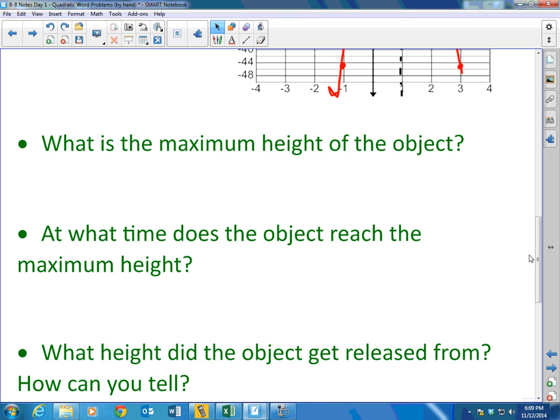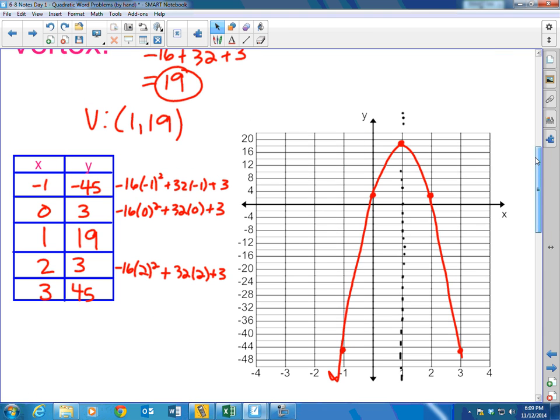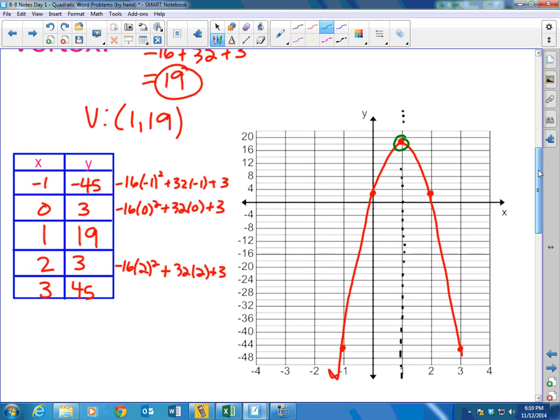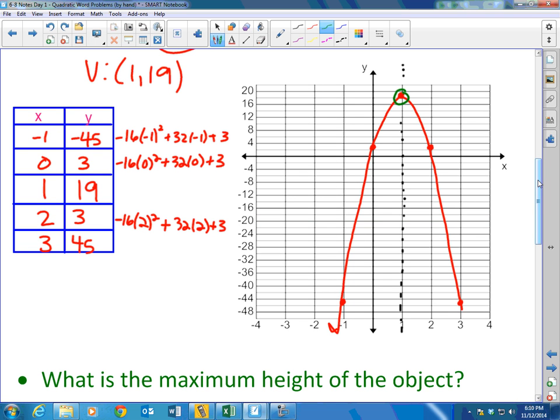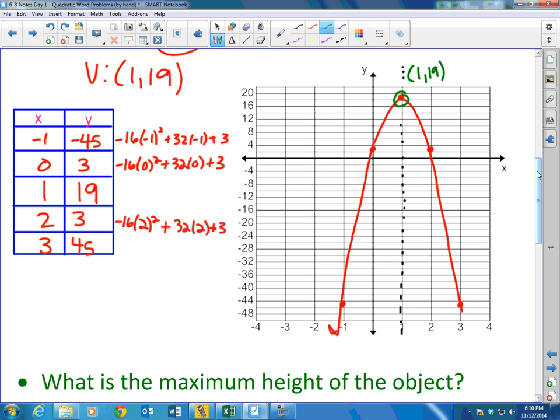Okay, so the first question is, what's the maximum height of the object? So the maximum height we can see right up here. The height is the y value. So you want the maximum height, the maximum y value, but I also want you to tell me where it is. So that happens to be the vertex. The highest it gets is 19 feet above the ground, and it's when your x value is 1. So this is the point (1, 19) right there. The y value gives you your height. The x value tells you when it happens, because along the x-axis is time and along the y-axis is height. And we probably should have labeled that from the beginning.